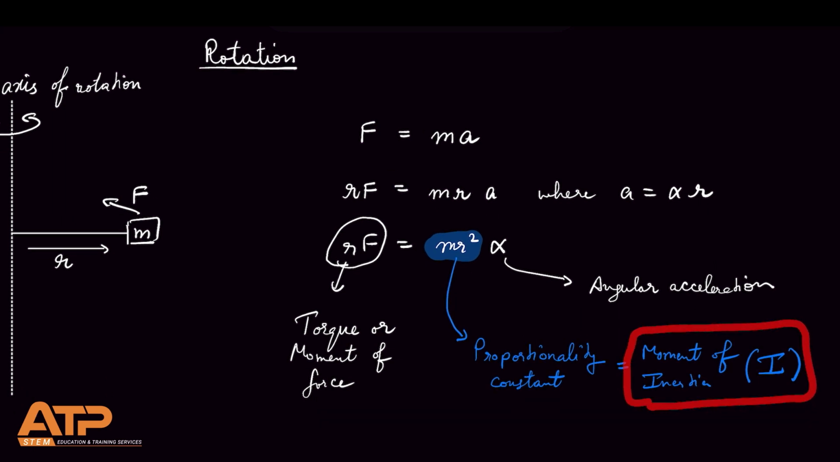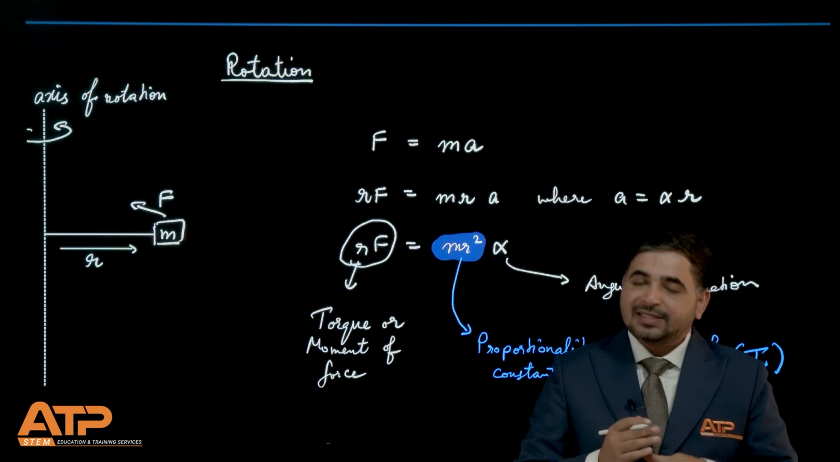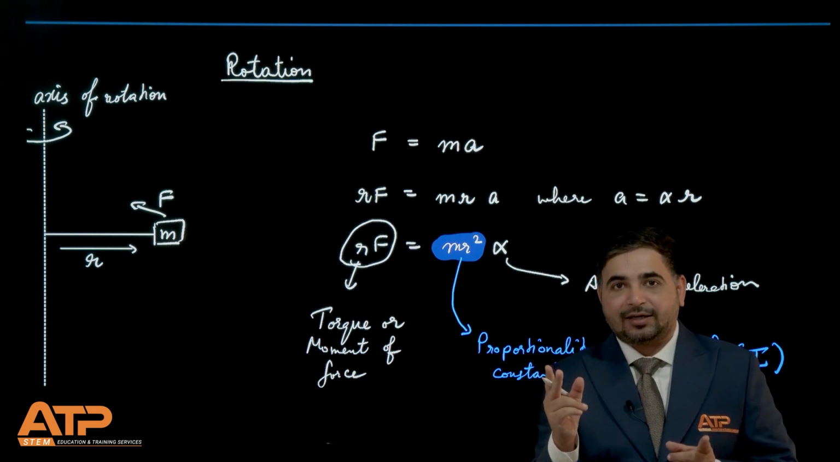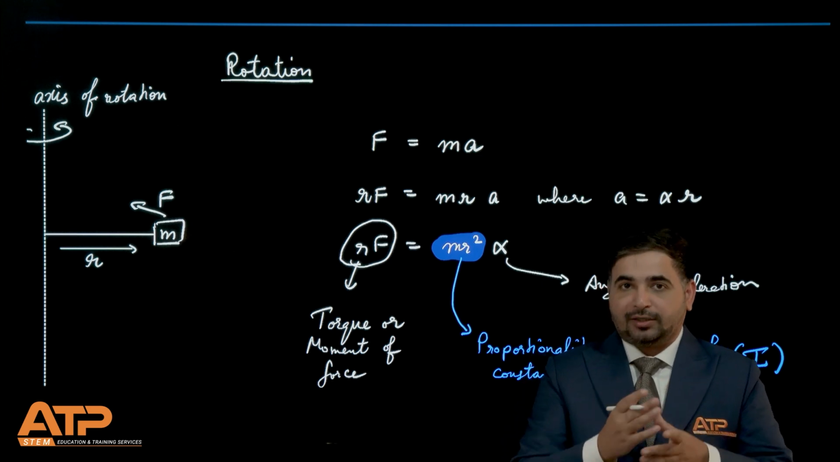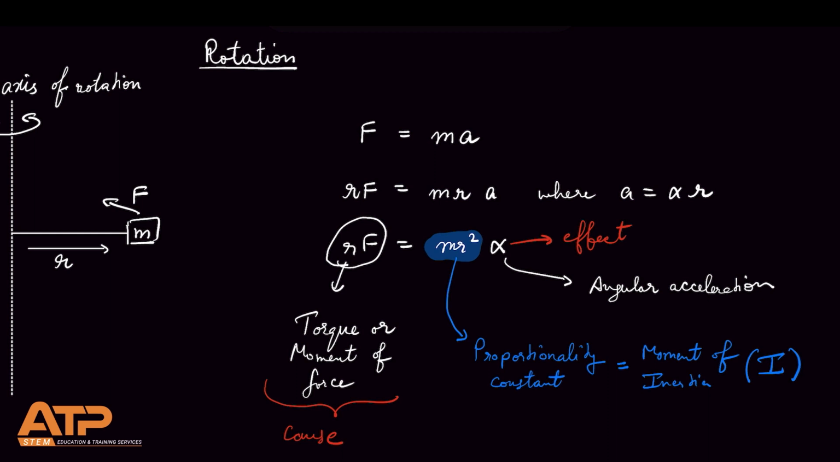Just like we have F equal to ma, this is going to be the new standard equation for rotation. In F equal to ma, force is the cause, acceleration is the effect, and m is the constant of proportionality which depends upon your body. Similarly, in this equation, torque is the cause and alpha, the angular acceleration, is the effect, where m r square, the moment of inertia, is your constant of proportionality.